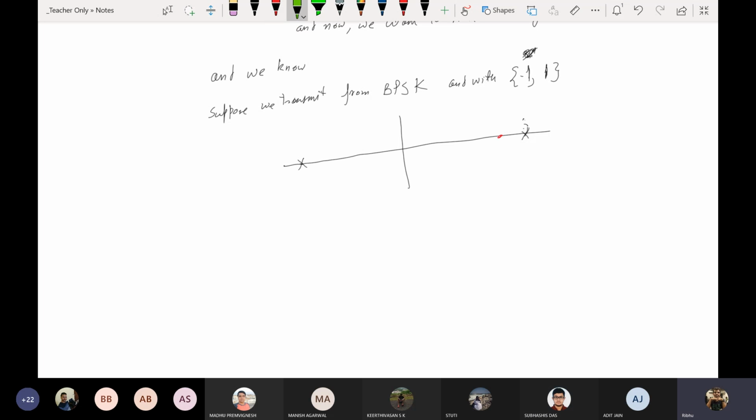That can land you here. That can land you here. May land you here as well. It depends on the noise variance. Can land you here. Can land you here. You might even end up here or here, depending on the noise variance.